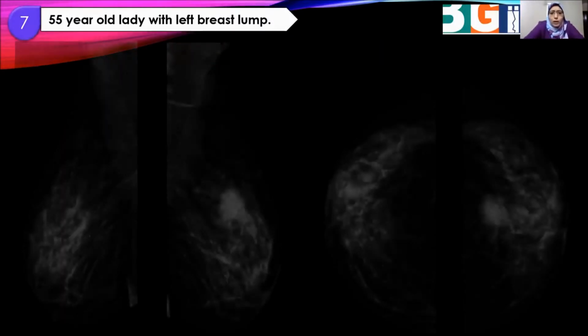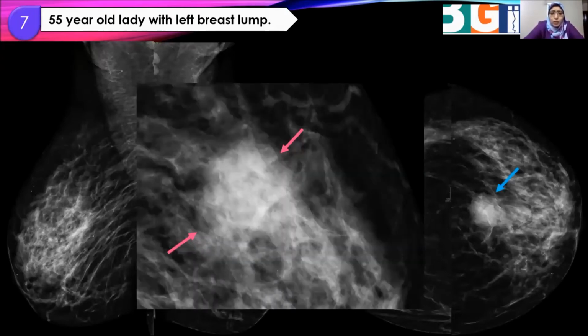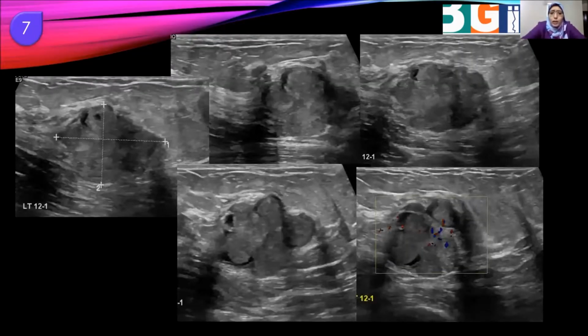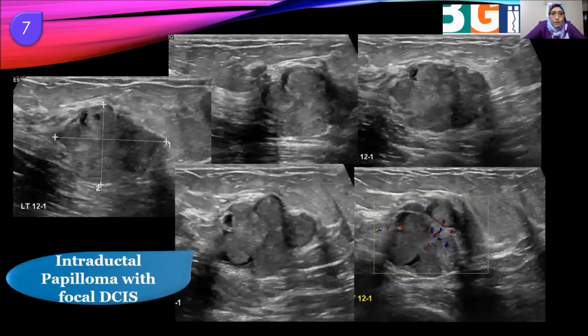Okay, the following case is a 55-year-old lady with a left breast lump. Her mammogram showed this lesion of intermediate density with a lobulated outline or margin, and the ultrasound showed this hypoechoic lobulated lesion with high central vascularity on the Doppler application. Tissue biopsy was performed for this suspicious lesion, and it came out to be an intraductal papilloma with focal DCIS.